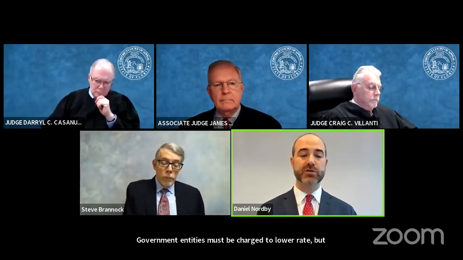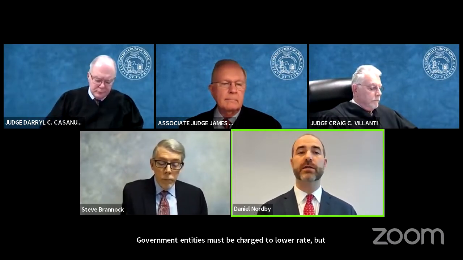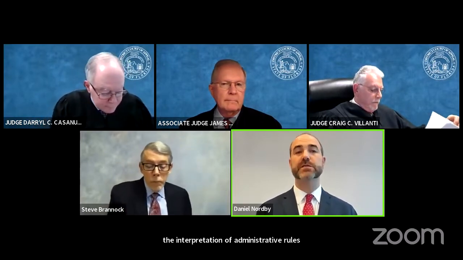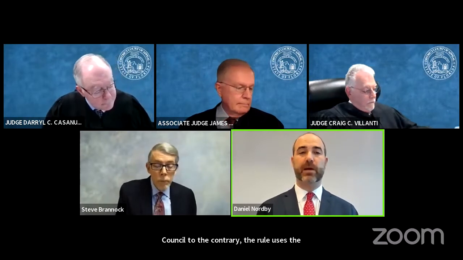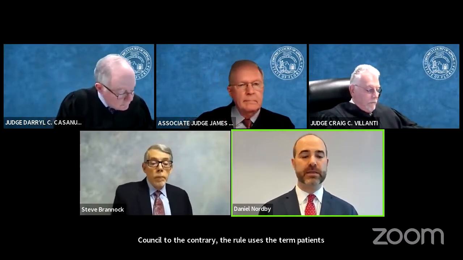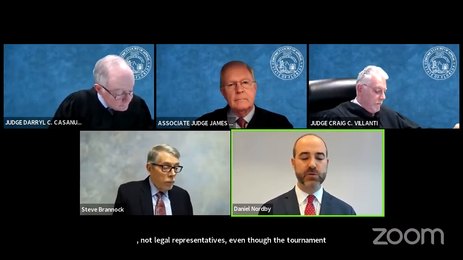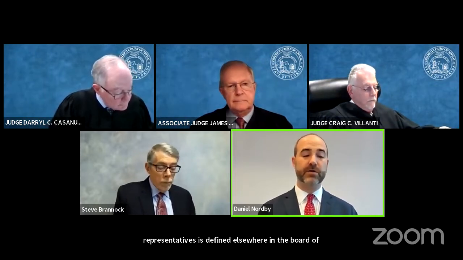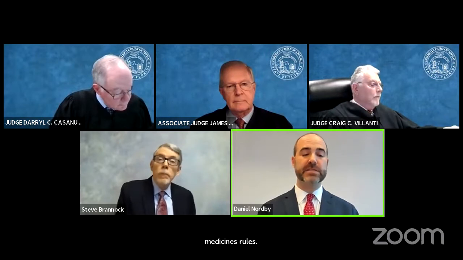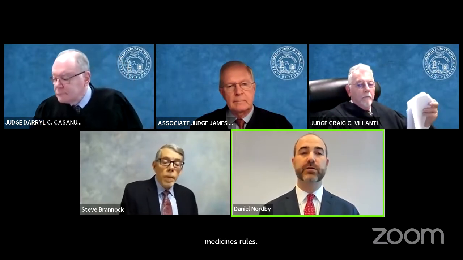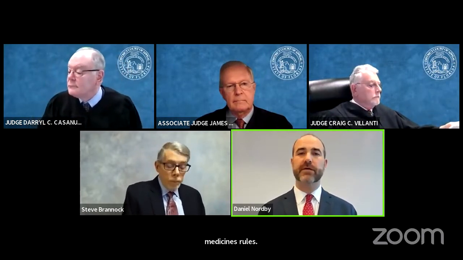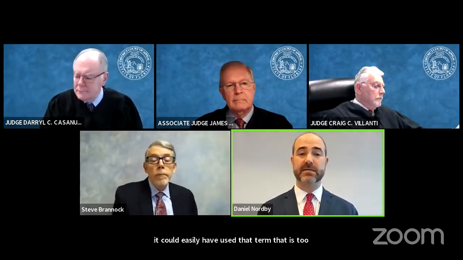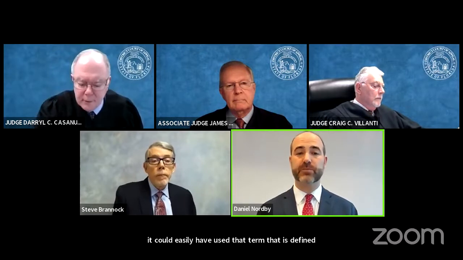But principles of statutory construction that also apply to the interpretation of administrative rules counsel to the contrary. The rule uses the term patients, not legal representatives, even though the term legal representatives is defined elsewhere in the Board of Medicine's rules. If the rule here, 64B8-10.003, intended to include legal representatives, it could easily have used the term that is defined elsewhere in the Board of Medicine's rules. It doesn't. It would be contrary to accepted principles of interpretation.